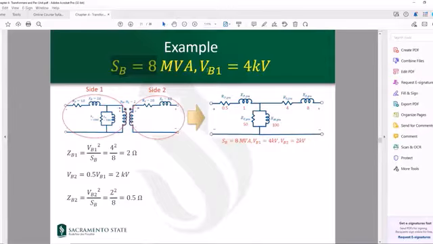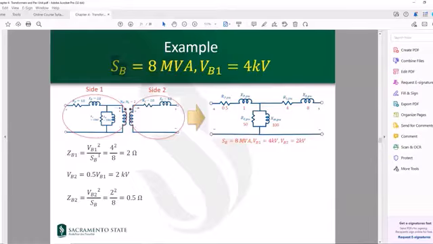Now, because we're choosing the base on side one to be equal to 4 kilovolts, it means that on side two, the voltage base needs to be half of voltage base one, because it should be proportional. V base 1 over V base 2 should be proportional to NP over NS. Because we chose V base 1 to be 4 kilovolts, V base 2 should be equal to 2 kilovolts. And then once we have the voltage bases and the S base, or the power base, we can find the Z base on each side.